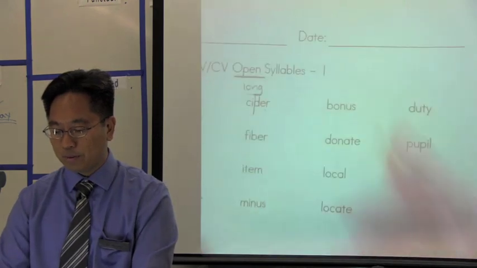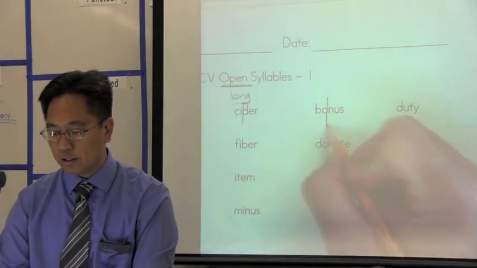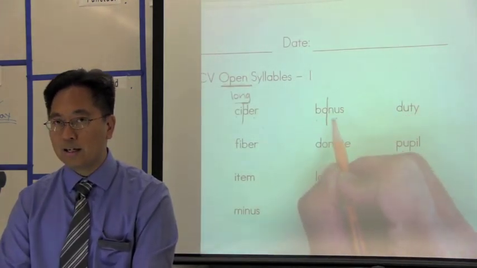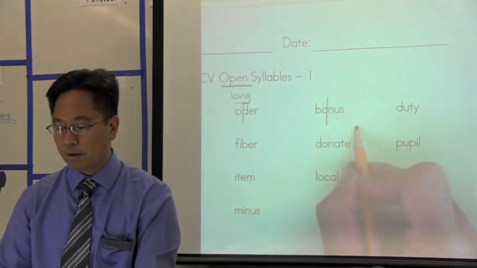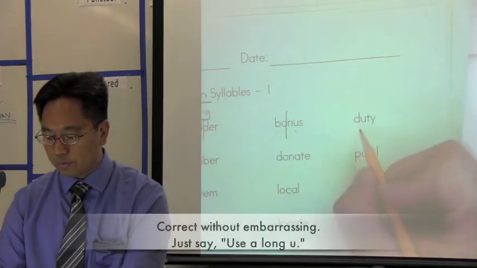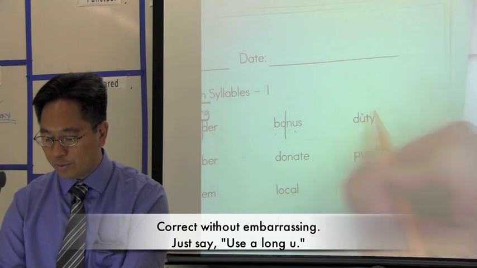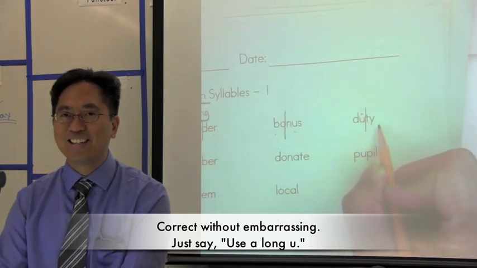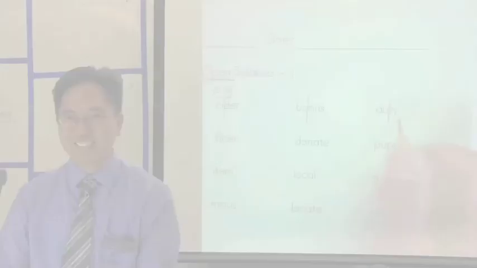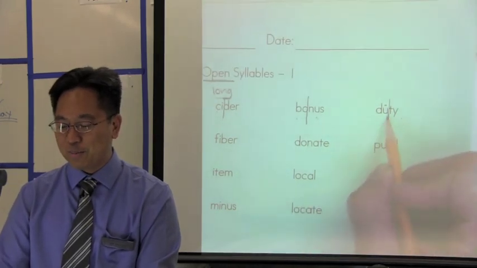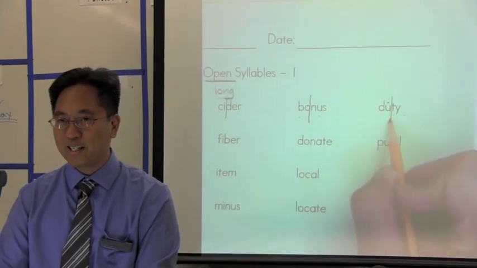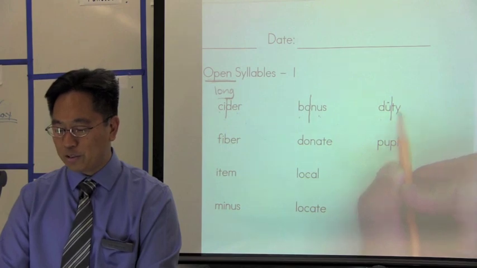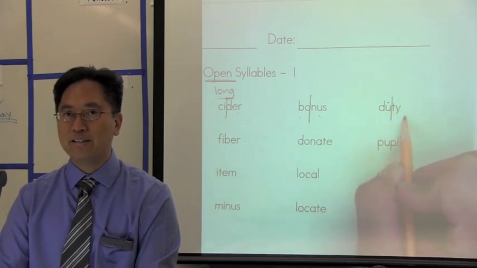Next one. Bow. Correct. Ness. Good. All together. Bonus. Blend. Bonus. Perfect. And last one. Do. Correct. Second syllable. Okay. First syllable. Do. Correct. Second syllable. T. Everyone together. Do. T. Blend. Duty. Good.